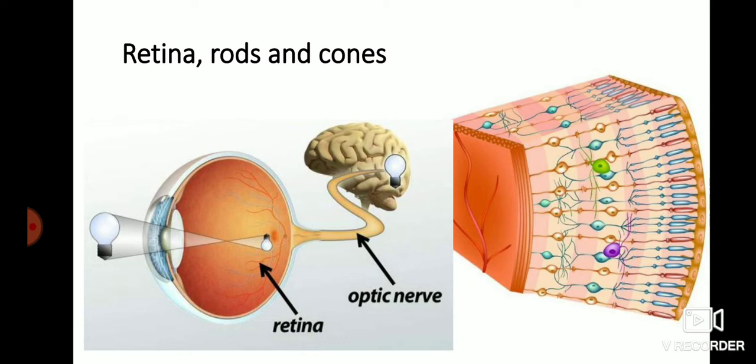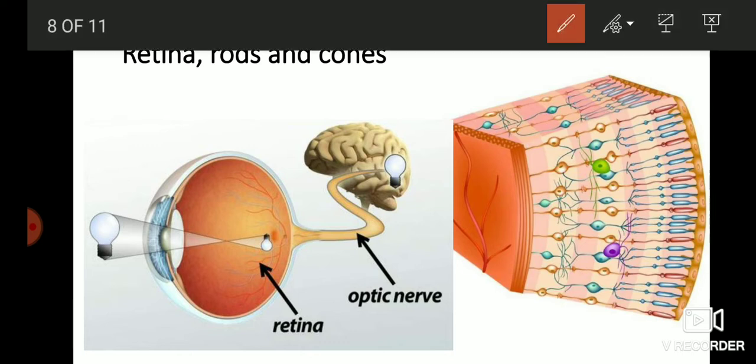Next, retina, rods and cone cells. The inside surface of the rear part of the eyeball is called retina. So this portion is known as retina. The eye lens focuses the image of the object on the retina. And there are about 125 million light sensitive receptors. These are the light sensitive receptors.